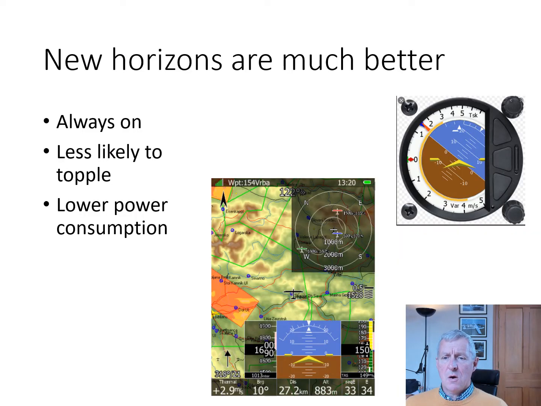These days, though, we can buy electronic artificial horizons, which are much better. They're generally always on, they don't take time to erect, they're less likely to topple, and they have lower power consumption. And here are a couple of examples. This is the LX 9050 with its horizon on, and you can put that on any of the pages in the 9000 series of products. And this is the LX S100, I think, with the artificial horizon option, which we can select by one of these buttons. And in both cases, they're quite easy to call up and use in cloud.